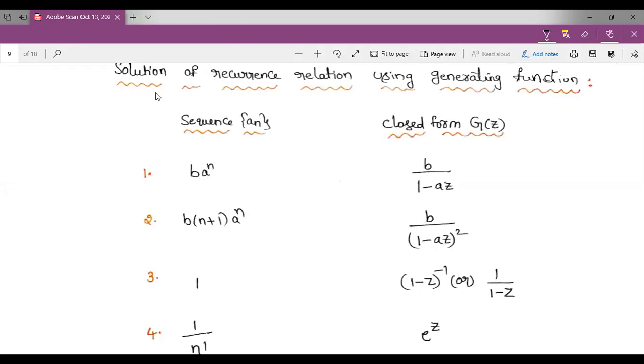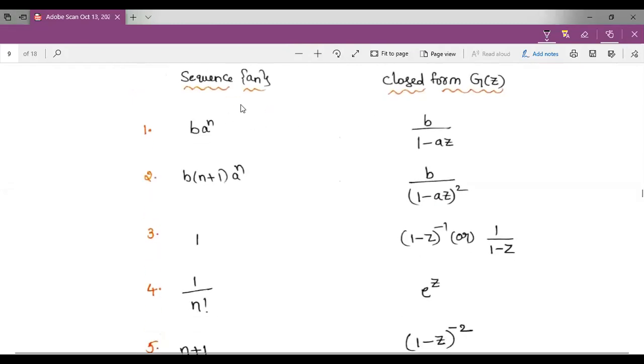Class, we're going to discuss the solution of recurrence relations using generating functions. Okay. So first, the sequence form and closed form. Closed form means generating function form.